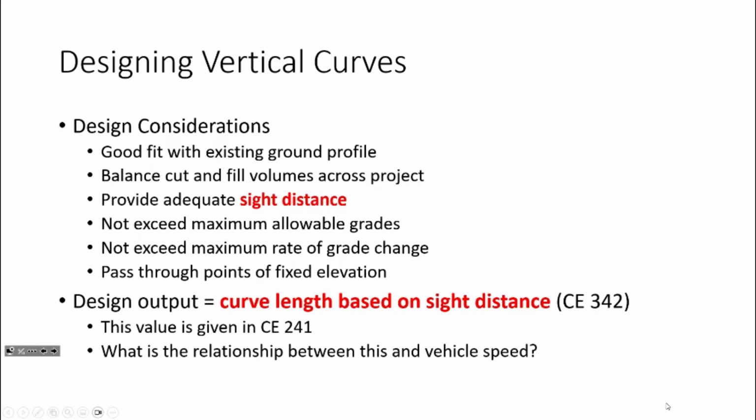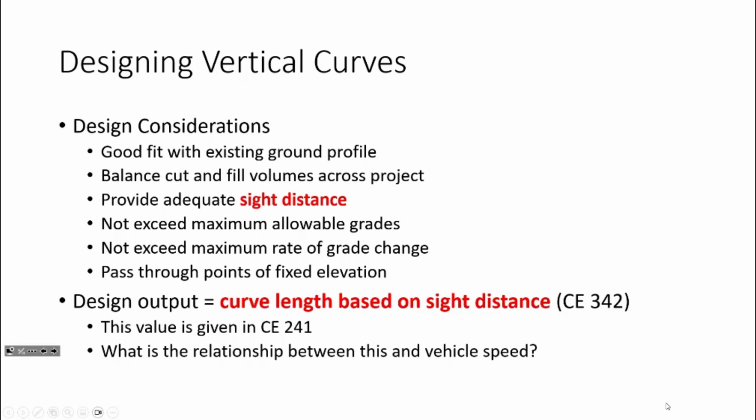Okay, we don't want too big grade changes. We don't want a significant rate of grade change. Sometimes we want to pass through a point of a fixed elevation. That can be a bit of a tricky problem. For example, if you're designing a curve that's going this way, but you have a road or a path that's going this way, then you want the curve to meet at a common point. And so designing the curve for that might be a necessity.